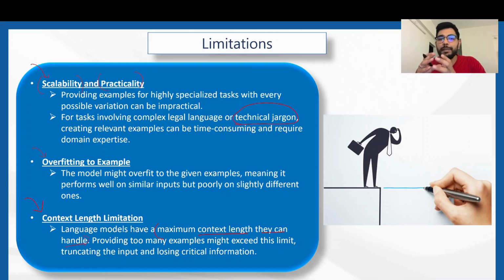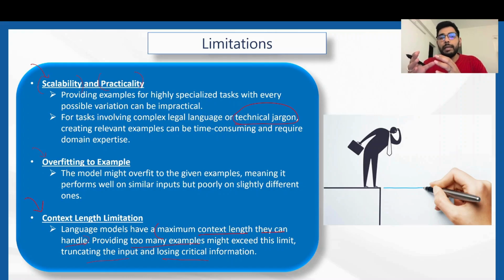For instance, GPT 3.5 Turbo cannot handle more than 16,000 tokens in its context. On the other hand, if we talk about smaller LLMs, Falcon 40B cannot handle more than 2048 tokens in its context length. So providing too many examples, that is examples which exceed the context length limit, might truncate the input and we might lose critical information.